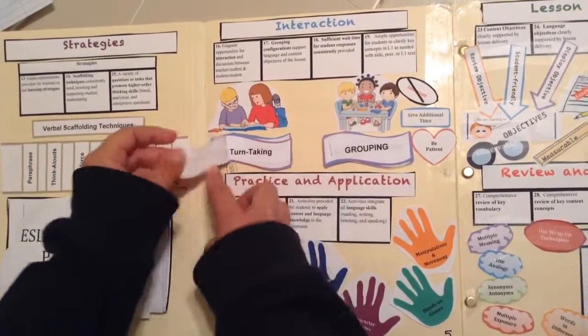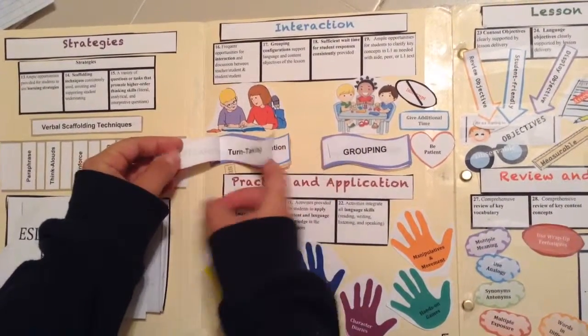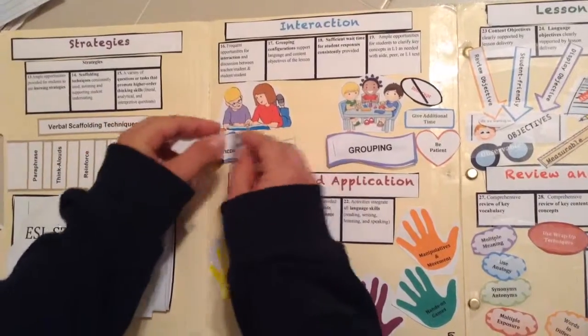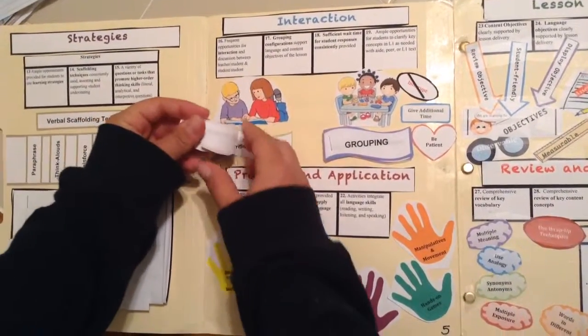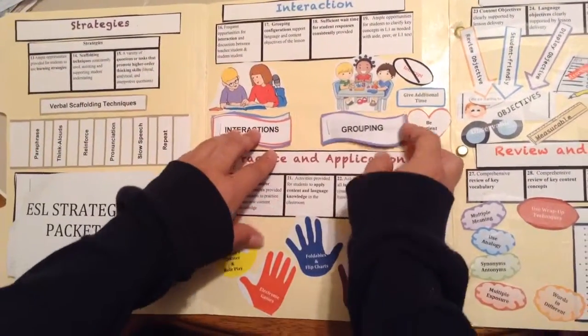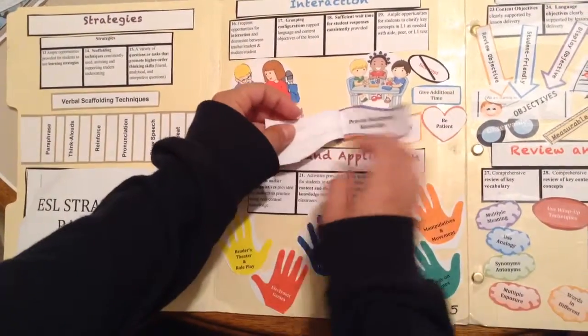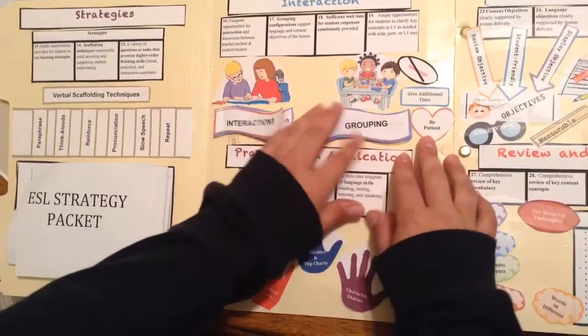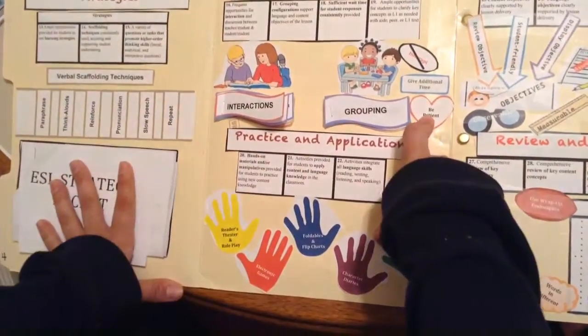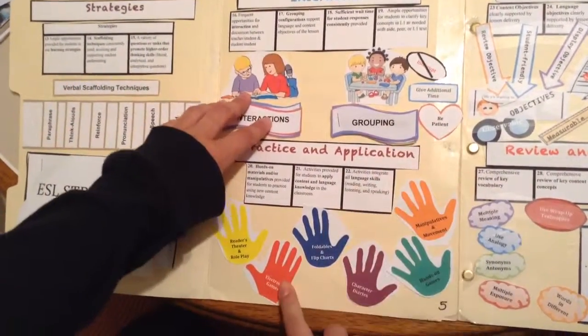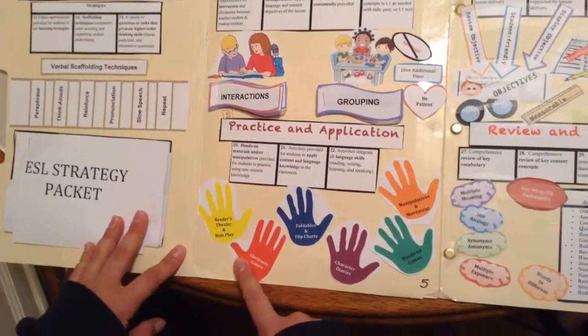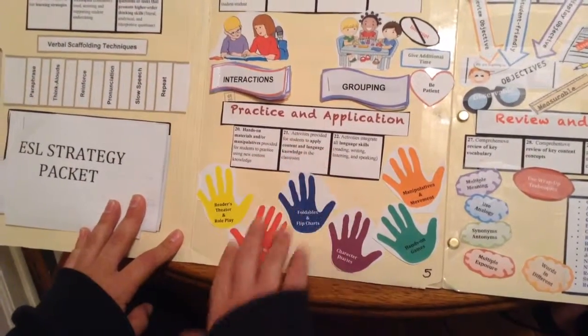We see here ways we can do interaction: turn taking, encourage elaboration, use writing for interaction. Grouping, we see how to group. We need to remember to give additional time and to be patient and not to interrupt our ESL students. Here we see our practice and application, which also has 3 indicators.